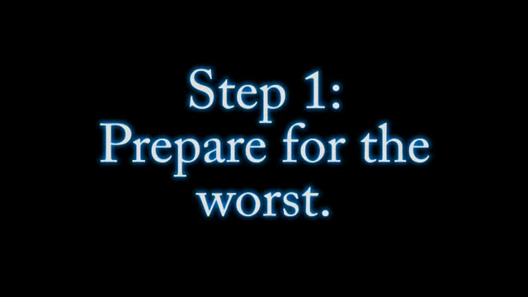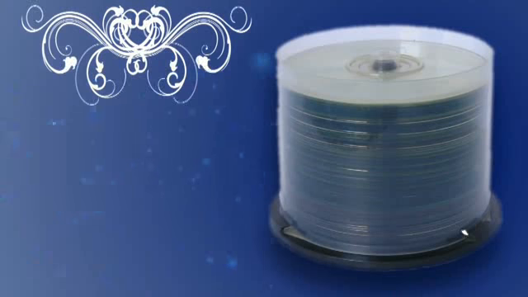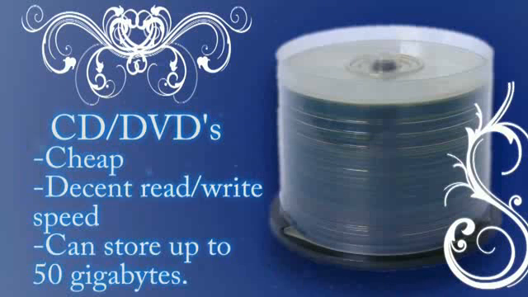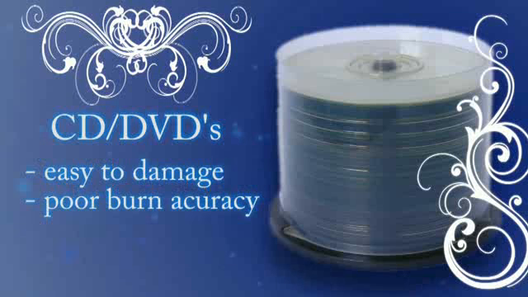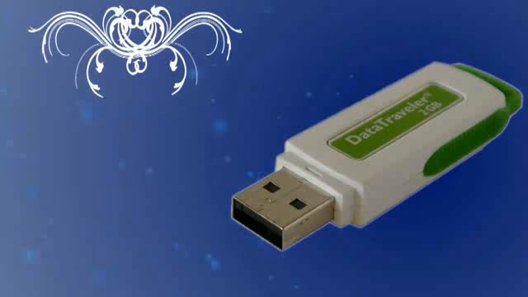The first step to take into account is to prepare for the worst, which means backing up your data. And here's some pros and cons of how to do that. The first option is through CDs or DVDs. These are cheap, they have decent read-write speeds, and they can store up to 50 gigabytes on Blu-rays. Now the cons is that they're easy to damage and they also have poor burn accuracy the faster you burn them.